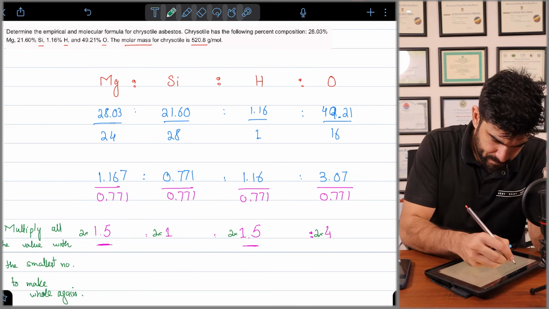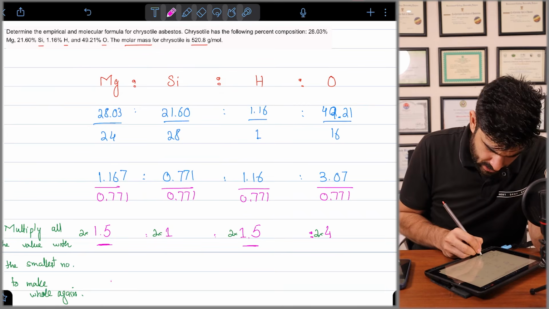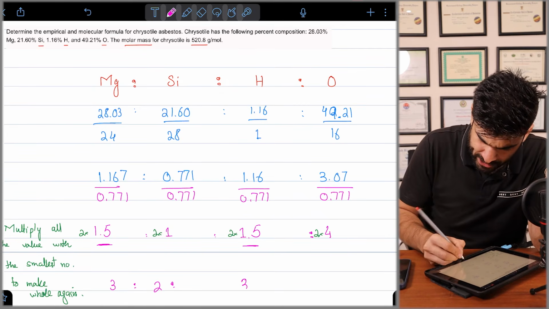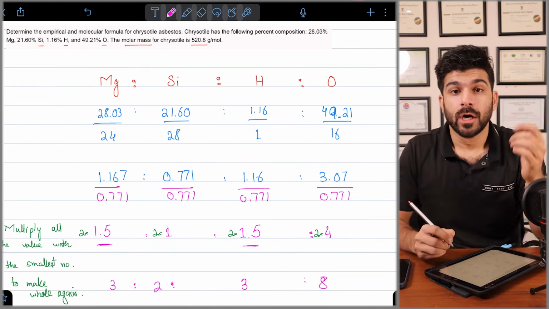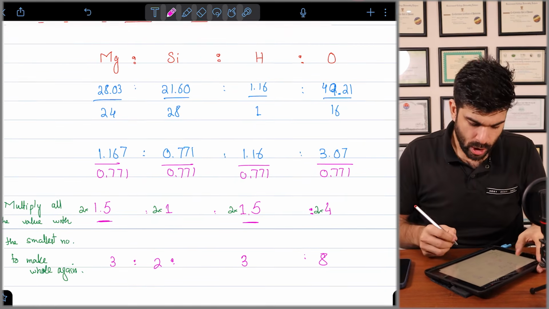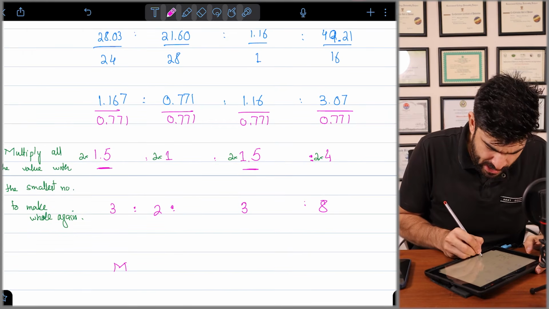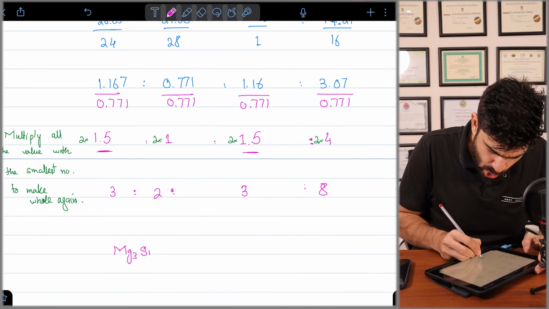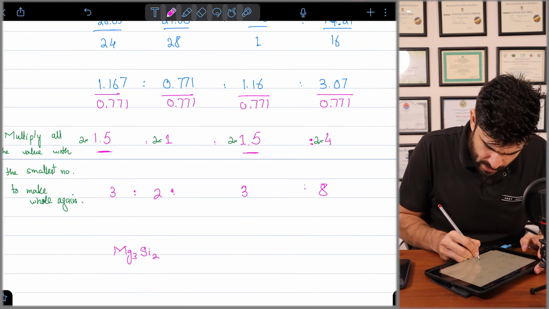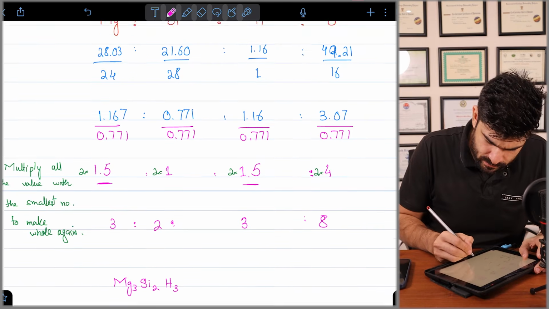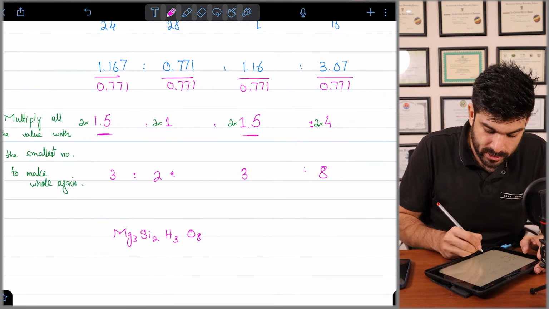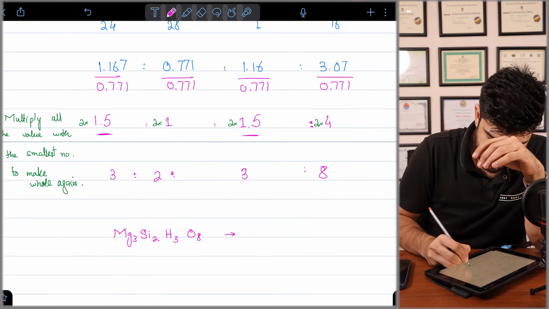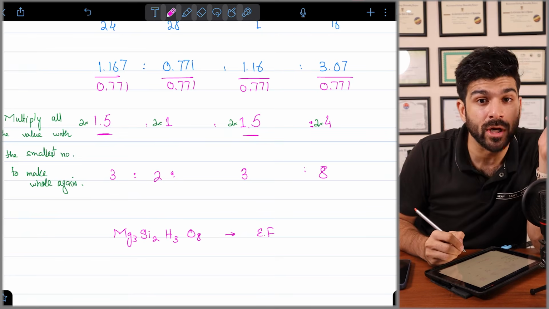So this would be a 3 to 2 to 3 to 8 ratio. Now that is the whole number ratio. So the compound would be something like 3 moles of magnesium, 2 moles of silicon, 3 moles of hydrogen, and 8 moles of oxygen. Now this formula is the empirical formula. They want us to find the molecular formula.